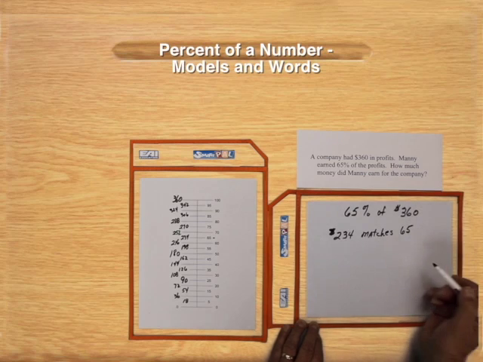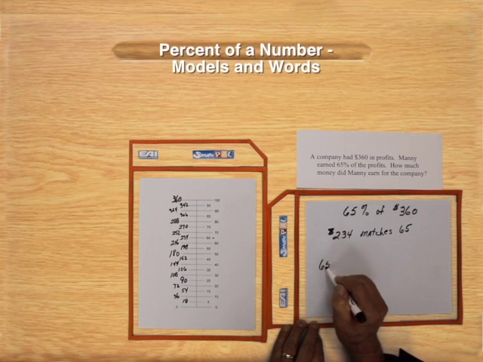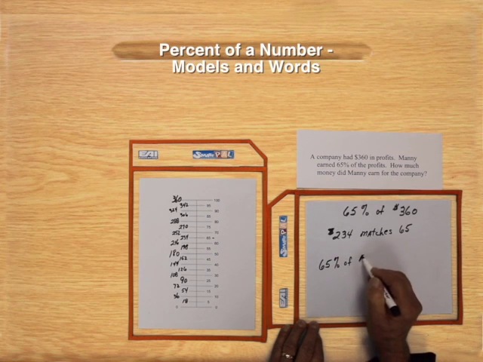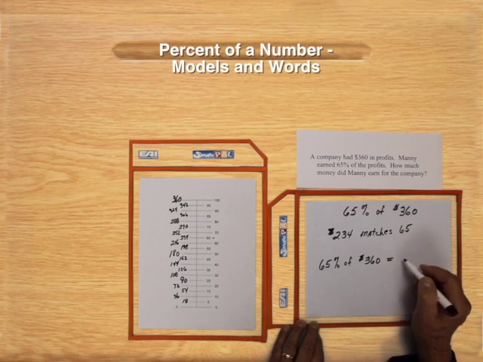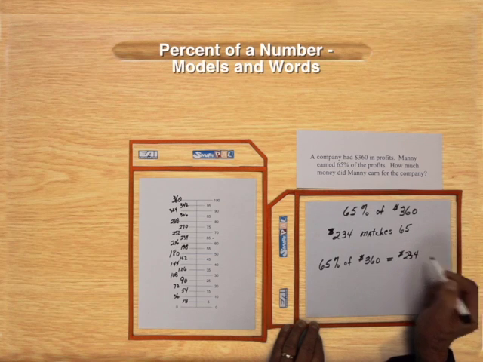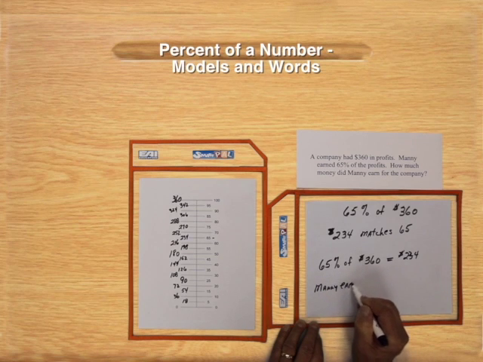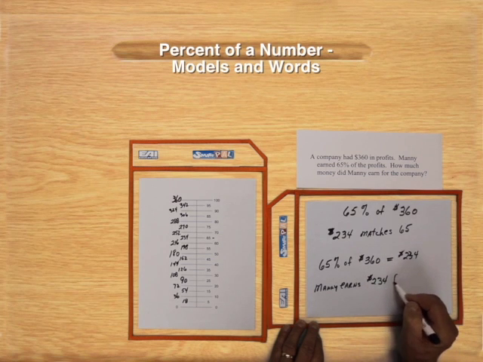65 on the scale. So then what we can say is that 65% of $360 is going to equal $234. So we can say that Manny earns $234 for the company.